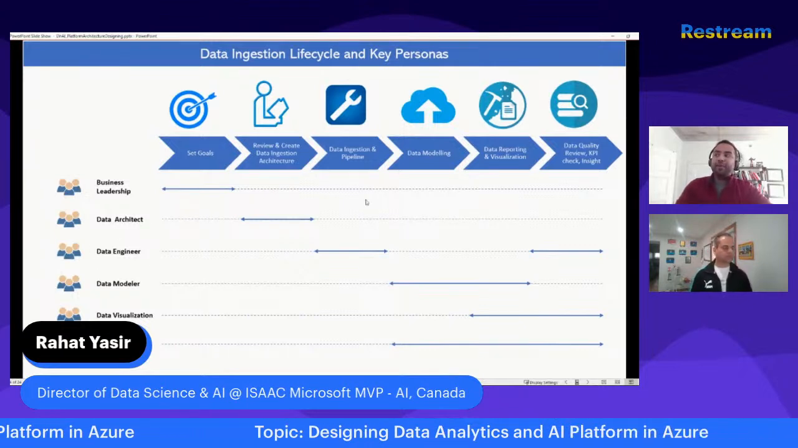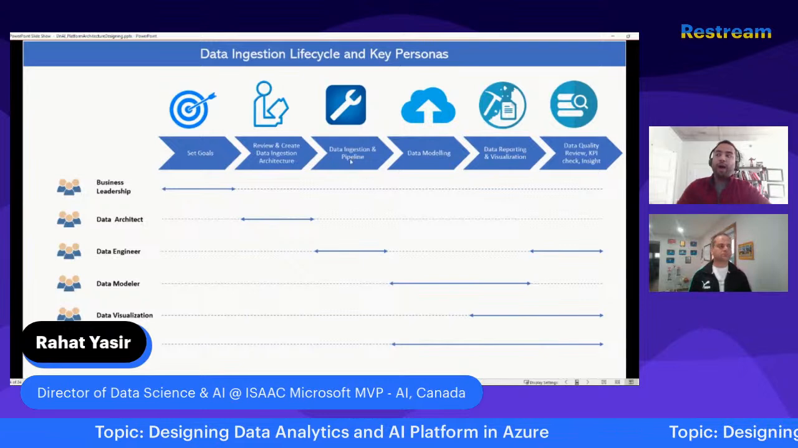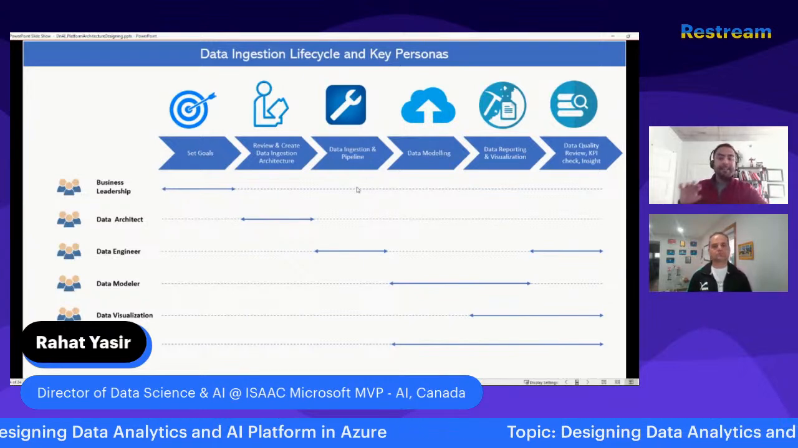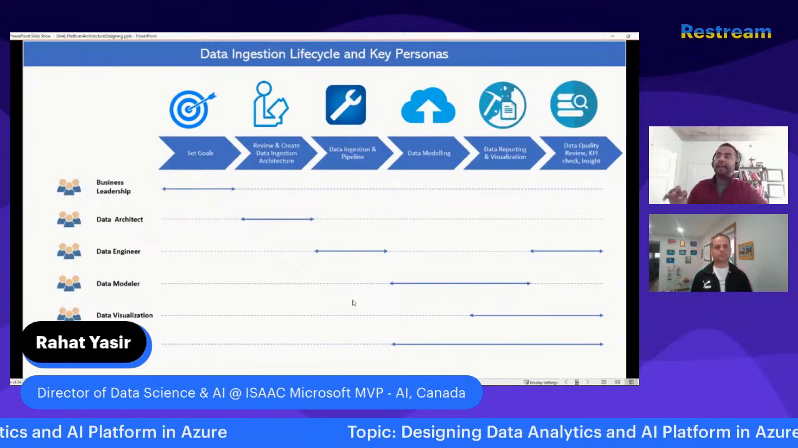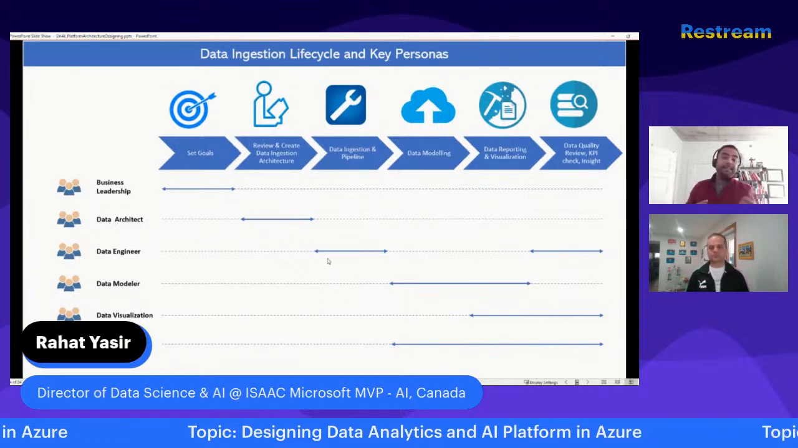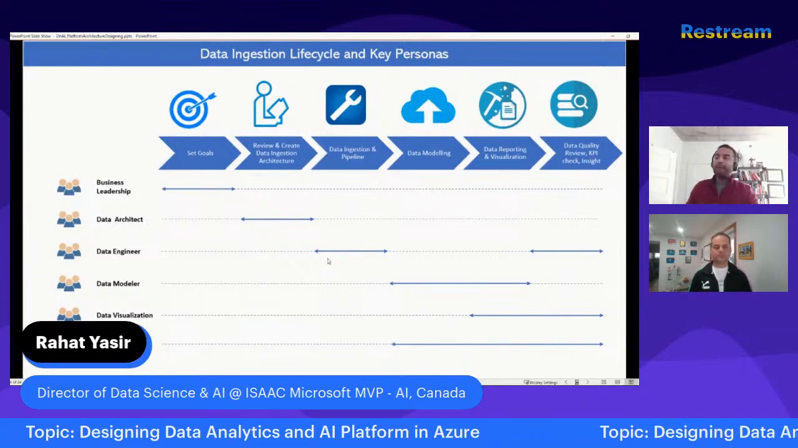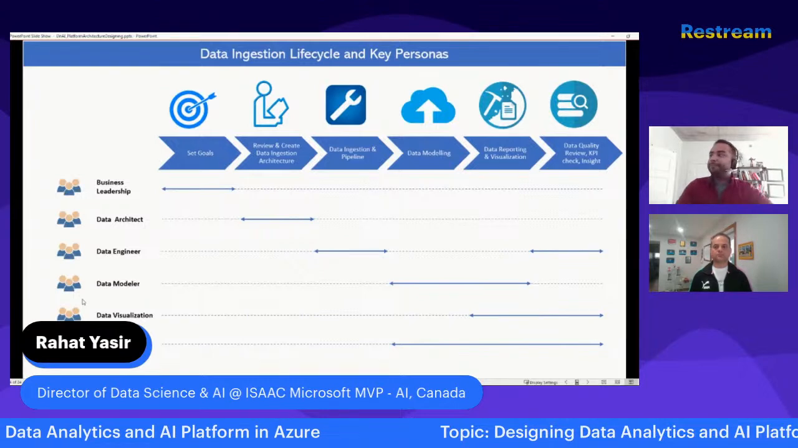Then the data engineer is the one who designed this pipeline, who writes the code to bring the data, the schedule processing, streaming, that kind of things. And then all those ETL steps, extract, transform, and load, are done by the data engineer.